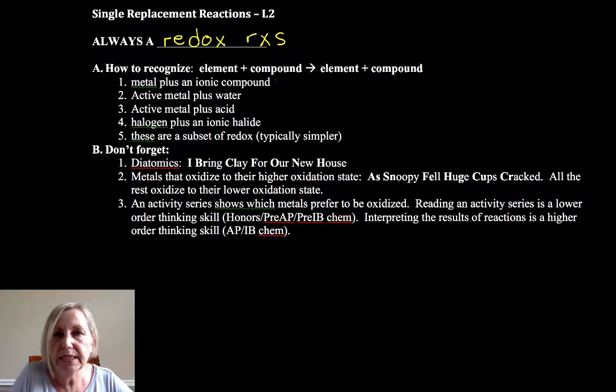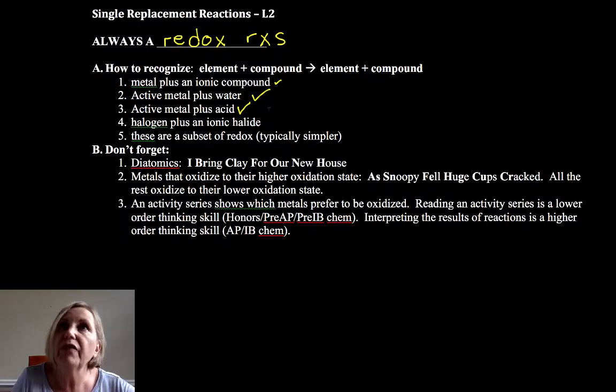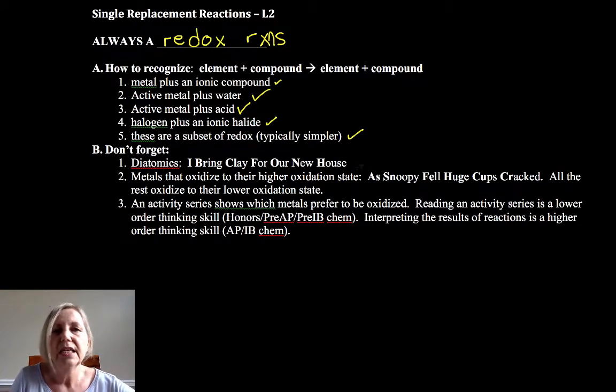We could have a metal plus an ionic compound, or active metals plus water, like sodium and potassium. Active metals plus hydrogen, or everything above hydrogen on the activity series, will react with an acid. Or a halogen plus an ionic halide. Like I said, these are simple examples of redox reactions. A few little tips can be helpful here. Don't forget your diatomics. There's a variety of ways to memorize them: I bring clay for our new house. Iodine, bromine, chlorine, fluorine, oxygen, nitrogen, hydrogen are all diatomic.